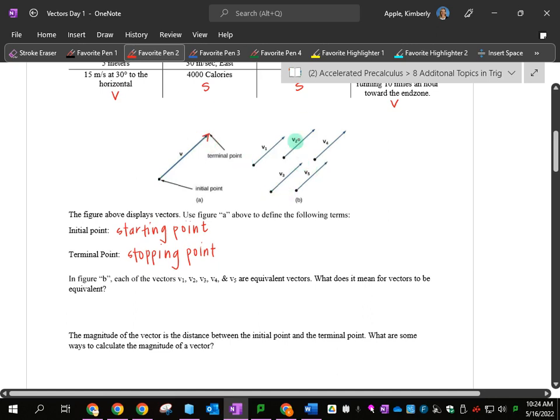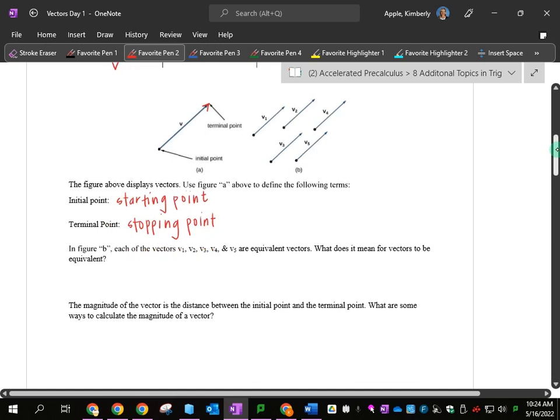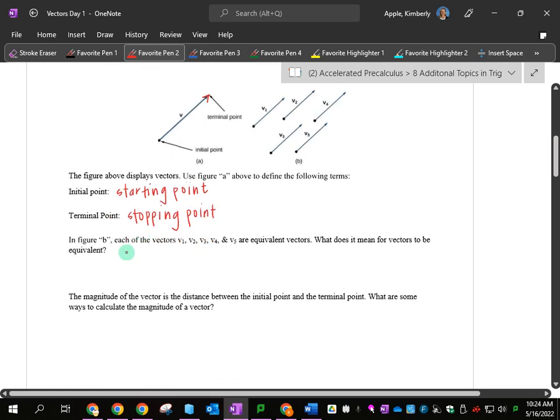Then looking at B, it says, what do you think it means for vectors to be equivalent? There are 2 criteria. Anybody have one? Going in the same direction. They have to move in the same direction. And what's the other one? Angle. Angle is a way we describe the direction, yes, I agree with that, but direction and angle are not separate criteria. How else are these similar? The same magnitude, or length. So they must be going in the same direction and have the same magnitude to be considered equivalent.